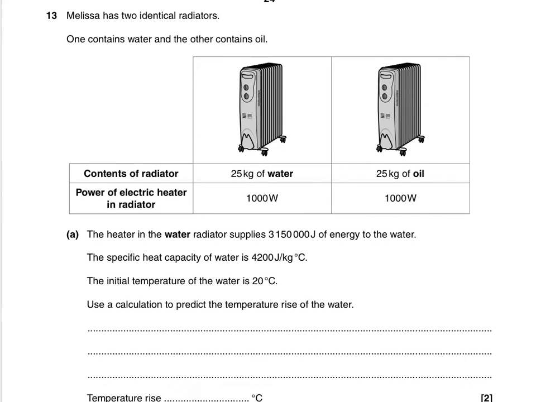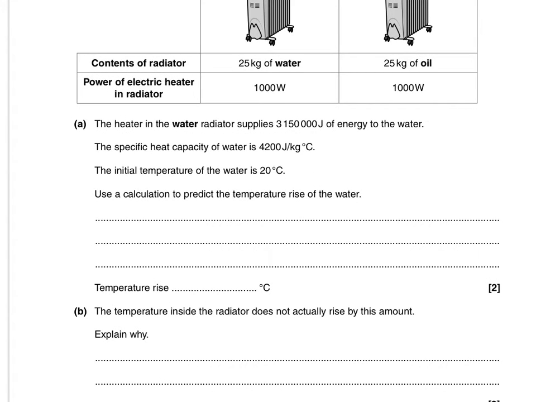Melissa has 2 identical radiators. One contains water and the other contains oil, okay? So the contents of the radiator: 25 kilograms of water, 25 kilograms of oil, and the power of the electric heater in the radiator, all right? So they're trying to complicate things. All we want to know is what they're telling us about, okay? So the heater in the water radiator supplies 3,150,000 joules of energy to the water. The specific heat capacity of water is 4,200 joules per kilogram. The initial temperature of the water is 20 degrees. Use a calculation to predict the temperature rise of the water, okay?